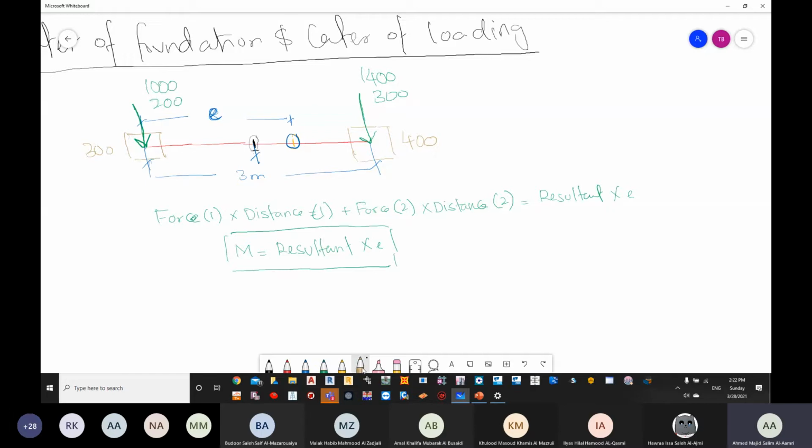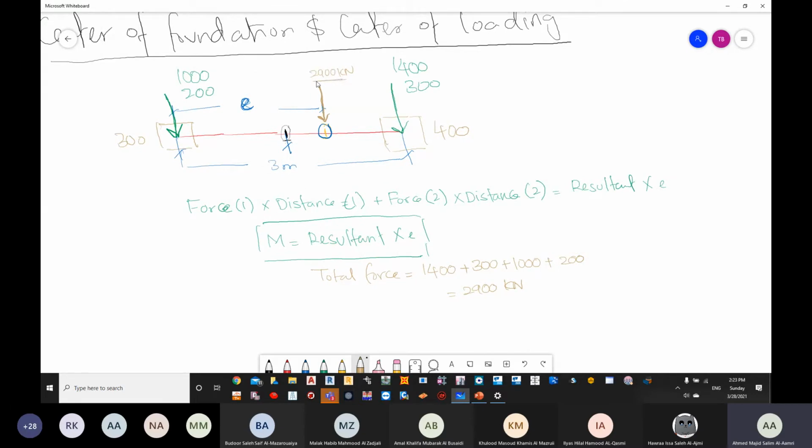Now if I place these two columns or four loadings here, how much is the total? Can you tell me the total force? 1,400 plus 300 plus 1,000 plus 200. This is going to give you how much? 2,900 kilonewtons. Now, if this is going to be my resultant, which is 2,900 as a force, and I have this particular loading and this particular loading, how much is going to be my E?